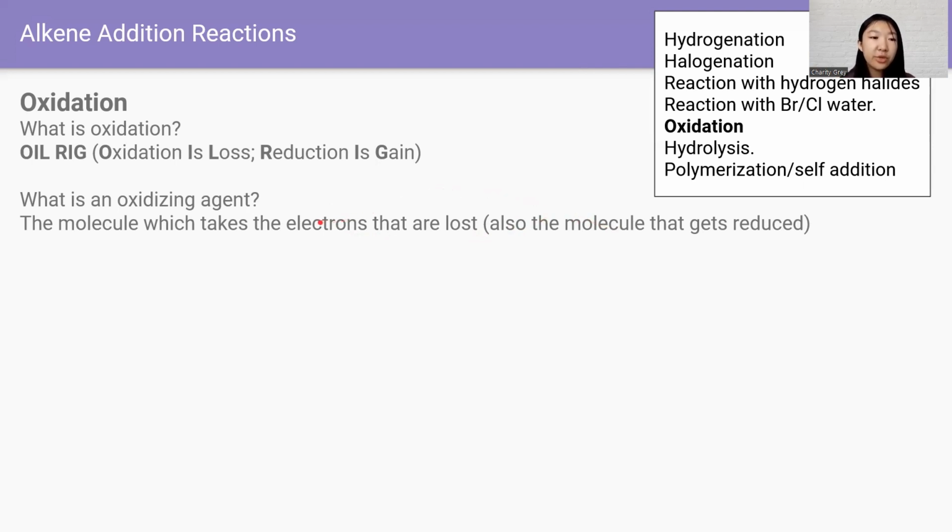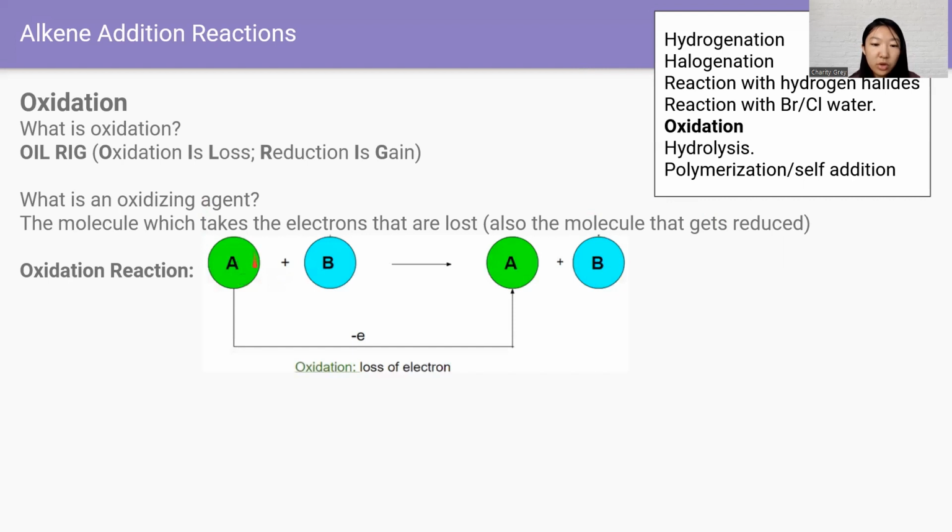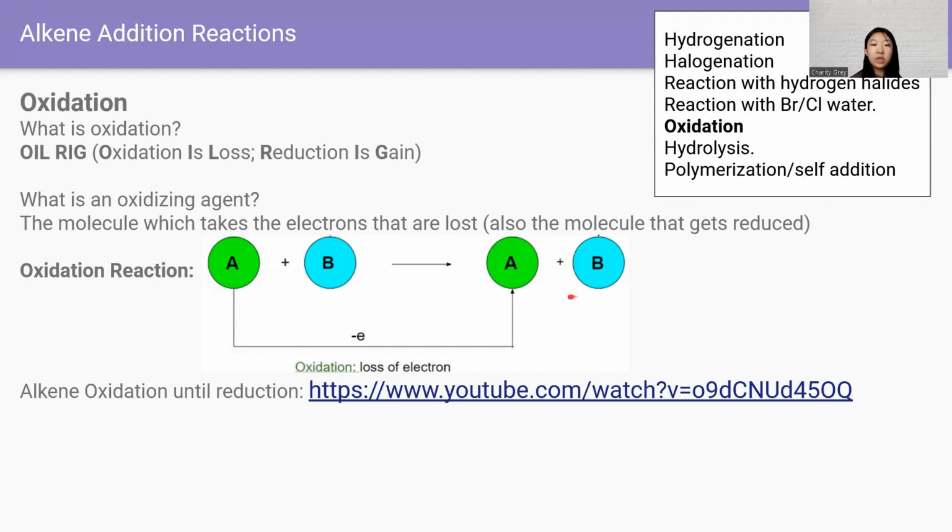So in a redox reaction, we will have an oxidizing reagent and a molecule that gets oxidized. When the molecule that gets oxidized loses electrons, another molecule will gain those electrons, so it's the molecule that gets reduced. So here is an oxidation reaction. Here you have molecule A, it loses electrons. And then molecule B is your oxidizing reagent, because this loss of electrons will go into B. B will gain electrons.